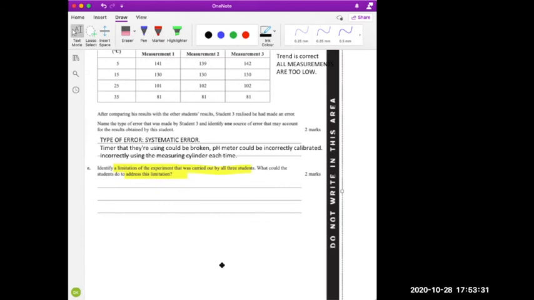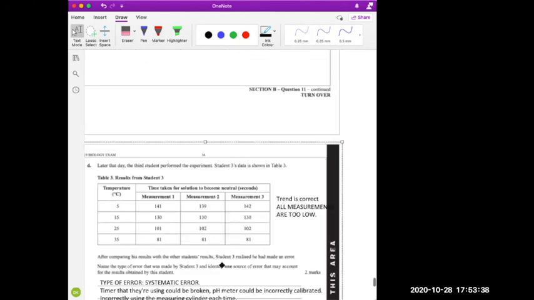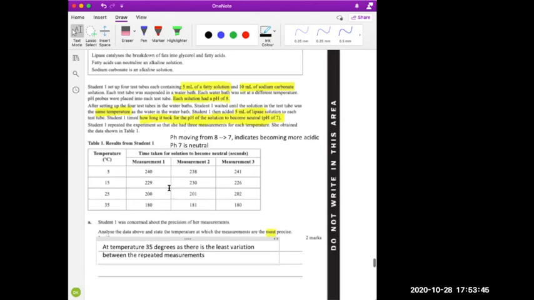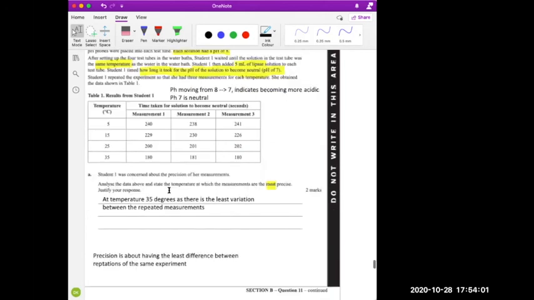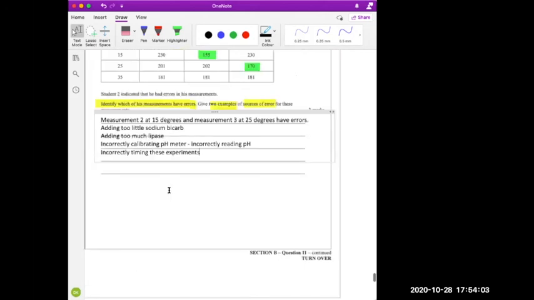Identify a limitation of the experiment that was carried out by all 3 students. What could students do to address this limitation? So again, limitations for experiments is a big one, and I think it's one that students do struggle with. With this one, I think a big issue is there doesn't seem to be a control at all. They're technically testing the effect of lipase as well, so they should have a group that doesn't have the lipase, right?